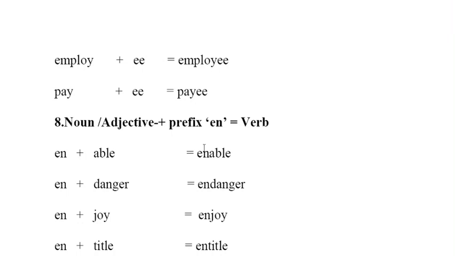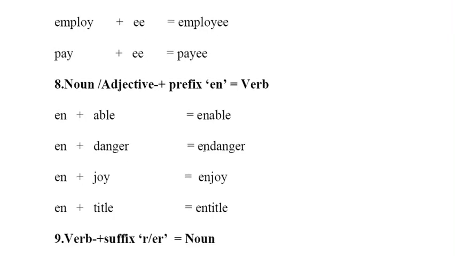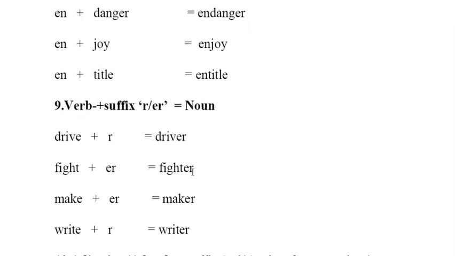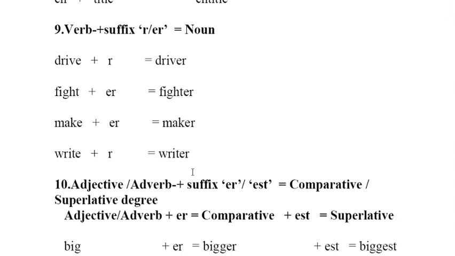Noun or adjective plus prefix en: able, enable. Danger plus en, endanger. Here it is very important that you find this type of thing. En is added with a noun or adjective and it becomes a verb: enable, endanger, enjoy, entitle. Then we see noun suffix r or er added with a verb and it becomes a noun. Drive plus r, driver. Fight plus er, fighter. Make plus er, maker. Write plus r, writer.